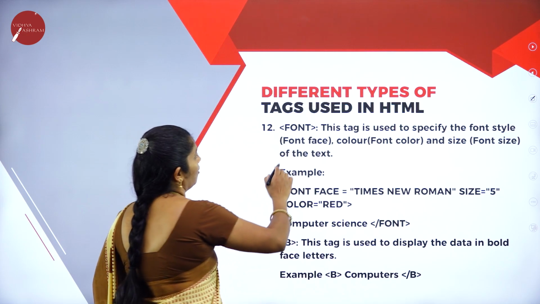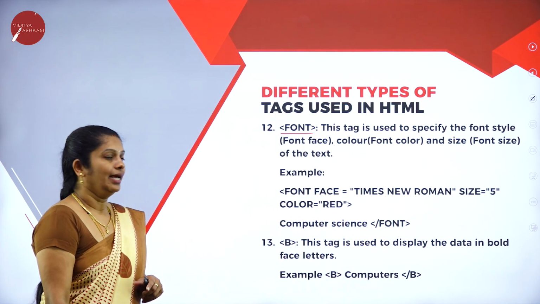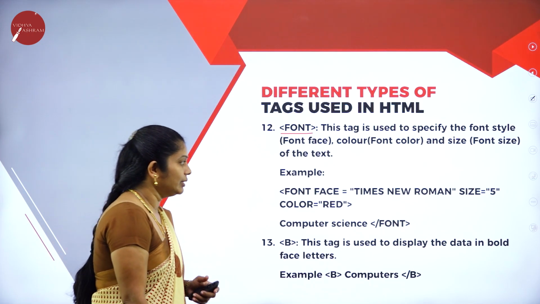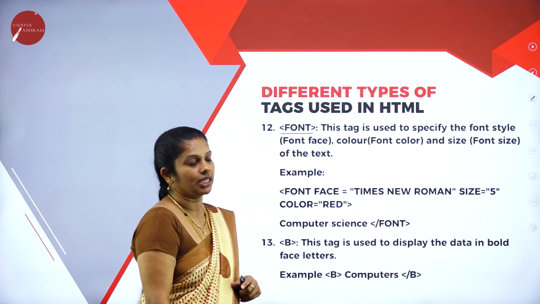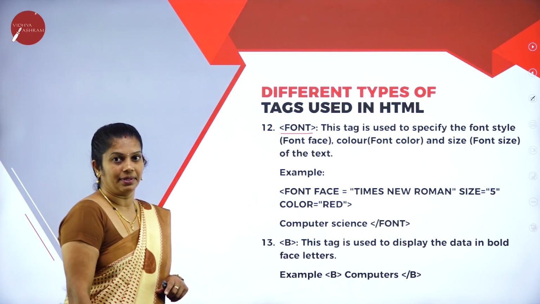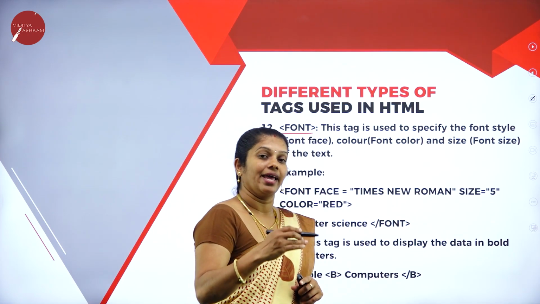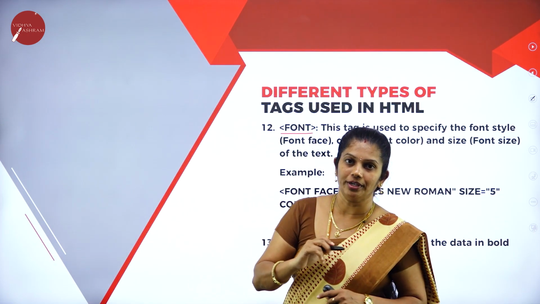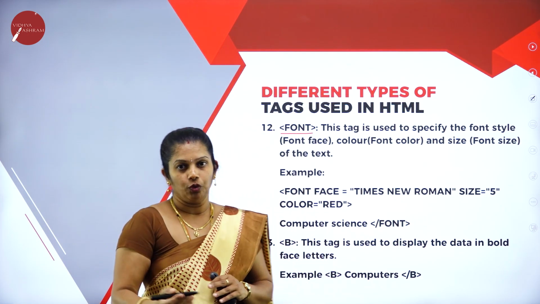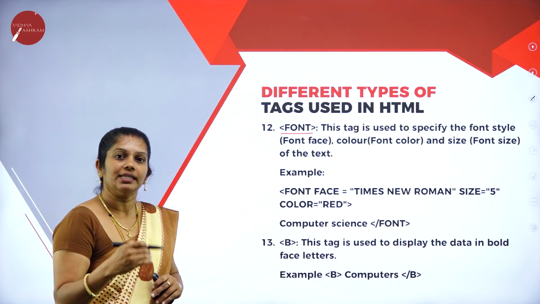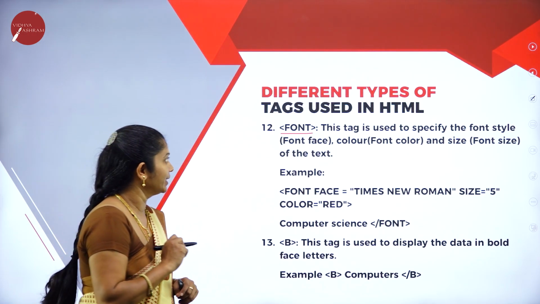Next one, we have the font tag. The font tag is mainly used to give the text style, color as well as size. All three things we can give in the same tag. That means for your text, we can give the color, size as well as the style you want to display, whether bold style, italic style, Times New Roman, whichever style you want, we can display the text in that style by using this font tag.